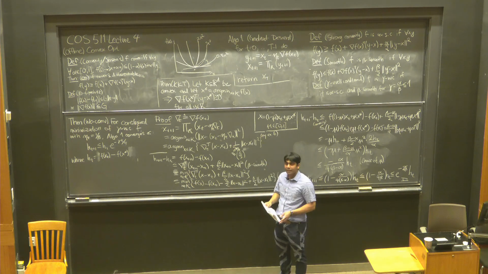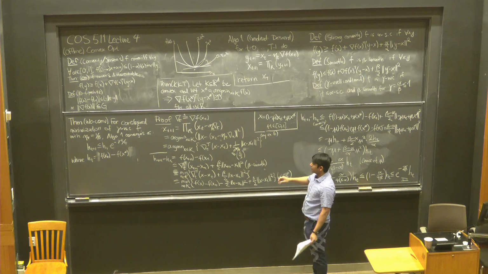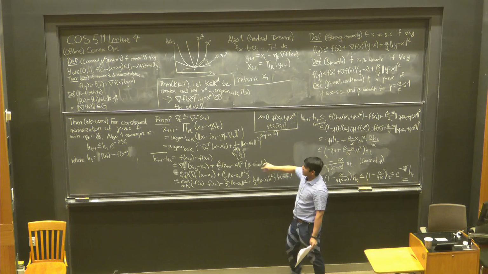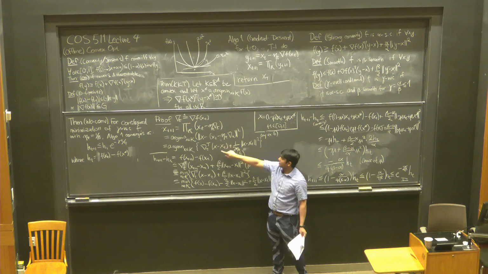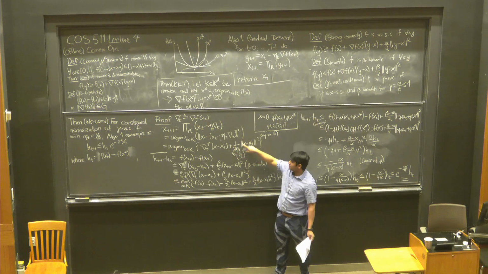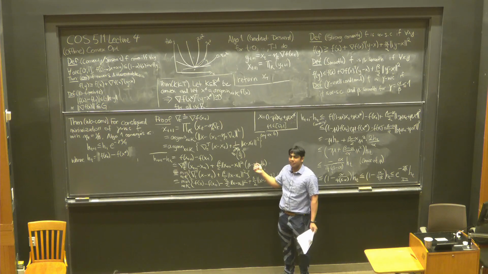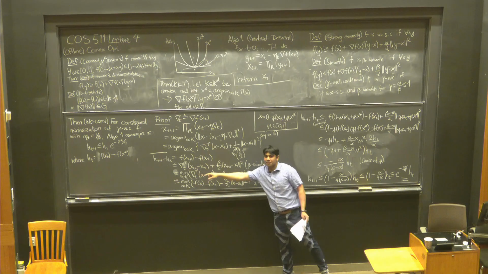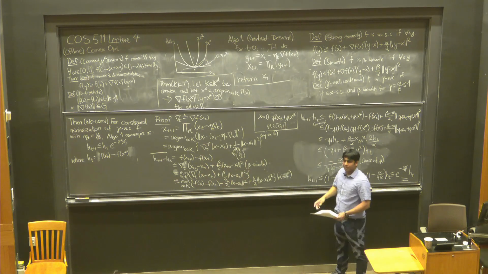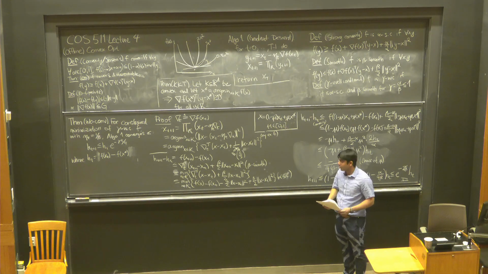Yeah? These two? So x_{t+1} is the argument of this expression. And this is beta over 2, right, by our choice. So since x_{t+1} is the argument of this expression, if I plug in any x, it's only bigger. So it's equal to the minimum. Yeah. Great question.